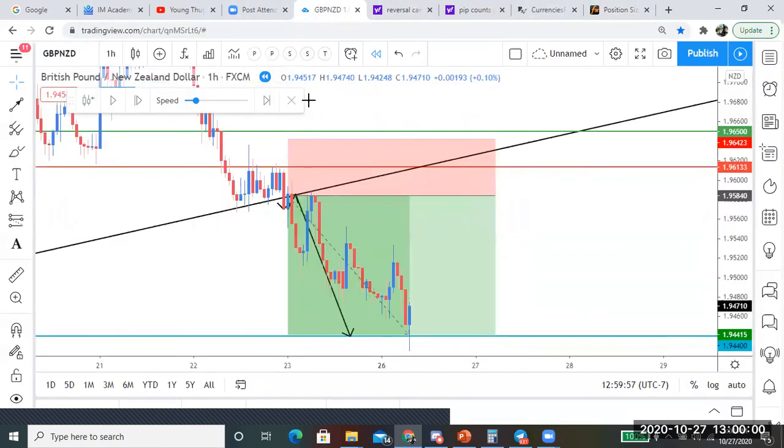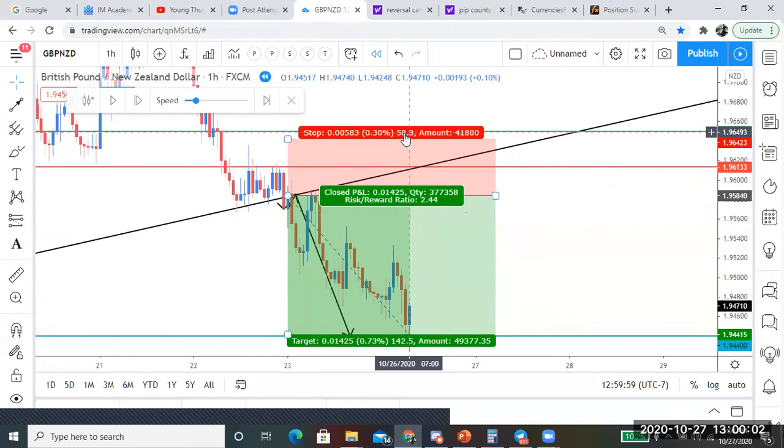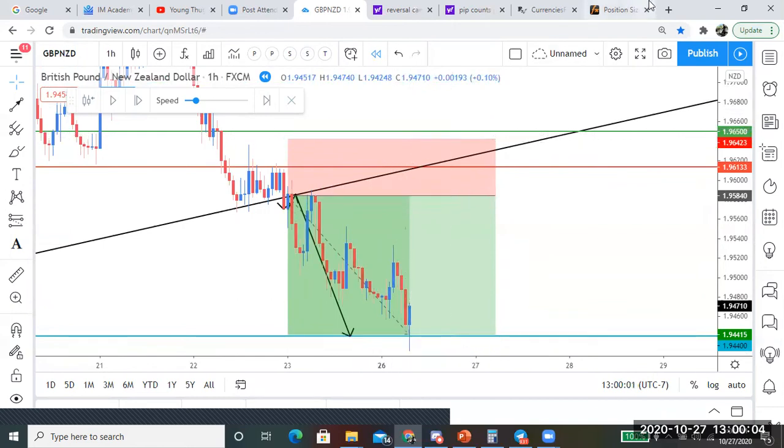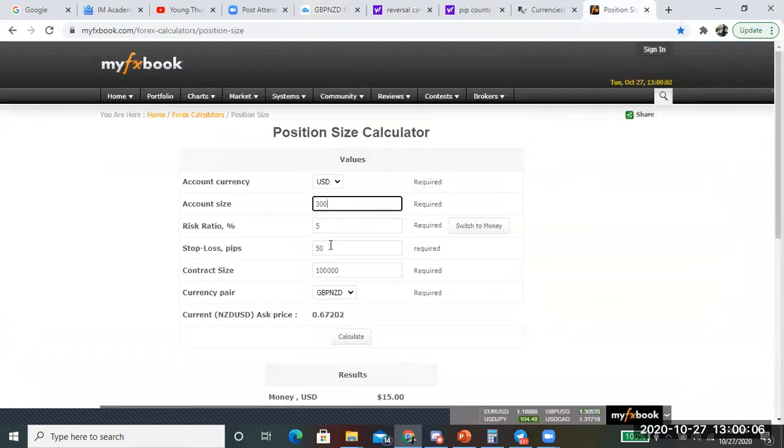Next thing you want to do is make a note of the stop loss. Stop loss is 58 pips. It was 58 pips. We'll just do 60 just to be on the safe side. So stop loss in pips was 60. Say, for instance, you wanted to risk 5% of your account on this trade.